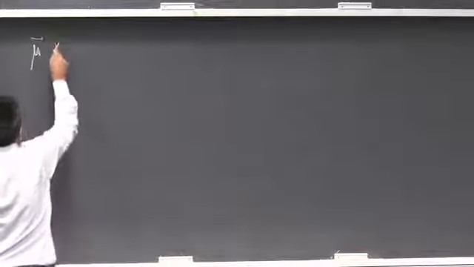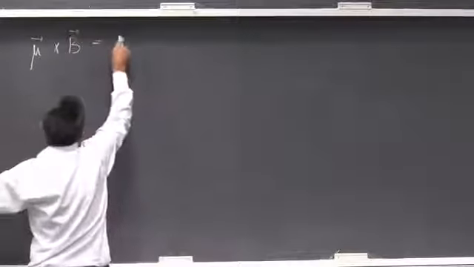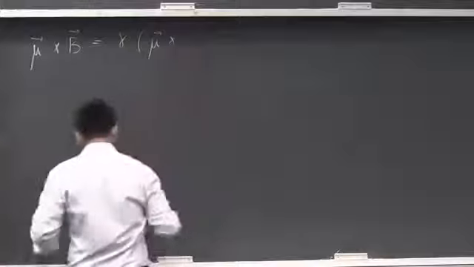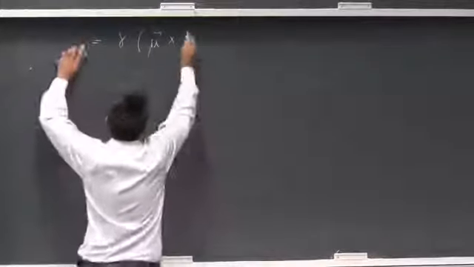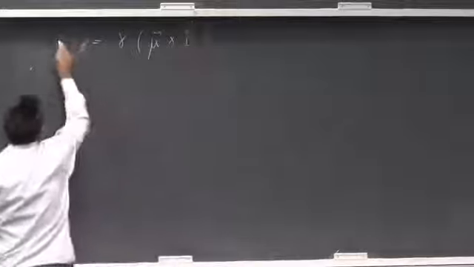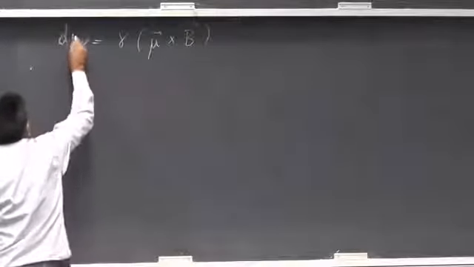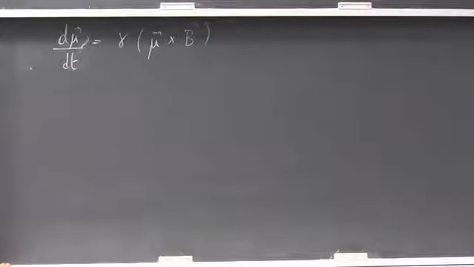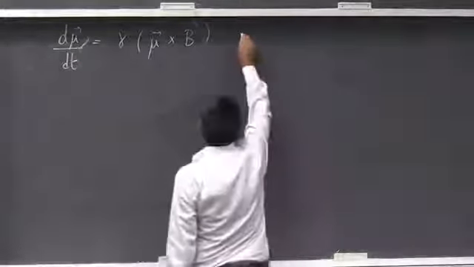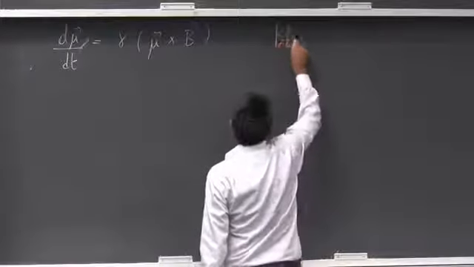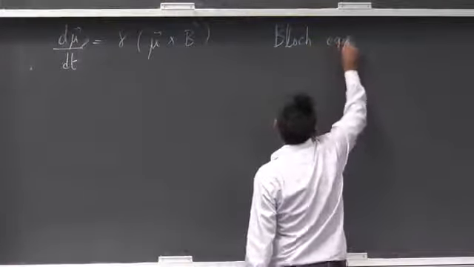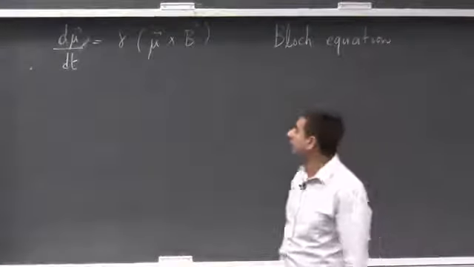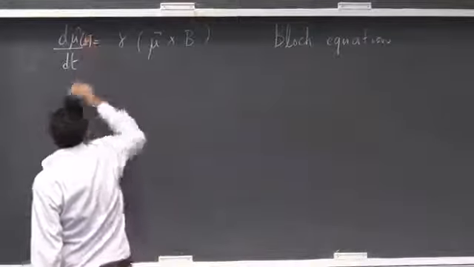This also means that mu cross b, with the gyromagnetic ratio, gives gamma times mu cross b, which is d mu over dt. So the rate of change of magnetic moment is given by this. This is called, does anyone know what this is called? This is called the Bloch equation. Okay. And this can be solved for the magnetic moment, which now becomes a function of time.